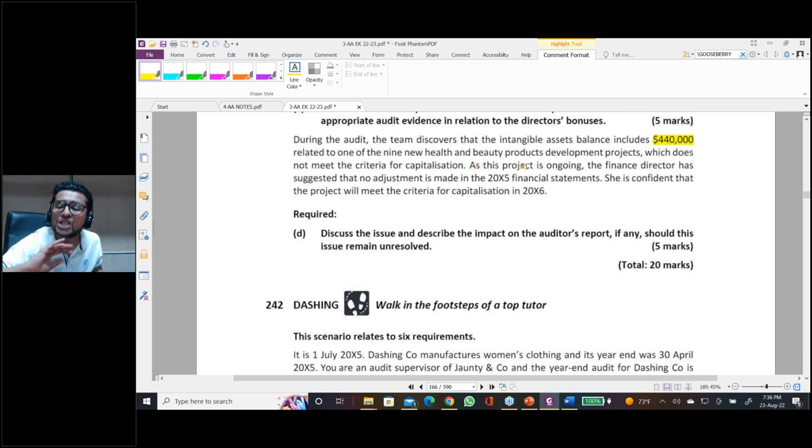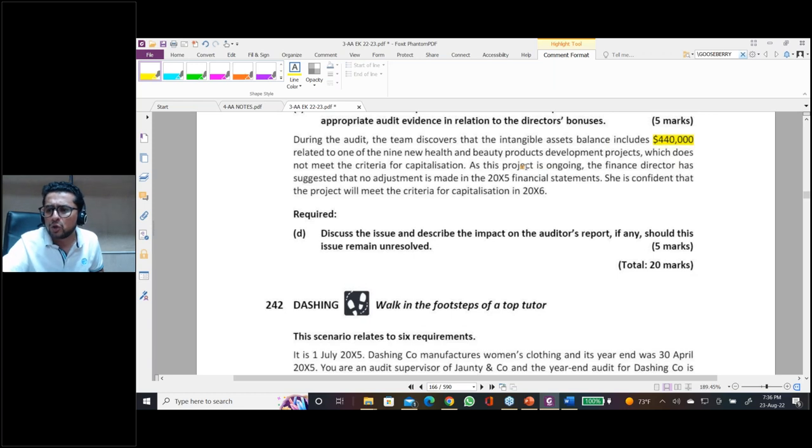As this project is still going on, the finance director has suggested that no adjustment is made. What do I mean by no adjustment is made? It means that the finance director is not willing to write off that 440,000 from the intangible asset and charge it in the profit or loss account. It means, as we speak, intangible assets are overstated by 440,000 and the profit is also overstated because it should have been expensed out. The finance director is confident that the project will meet the criteria during the next year, in 20X6.